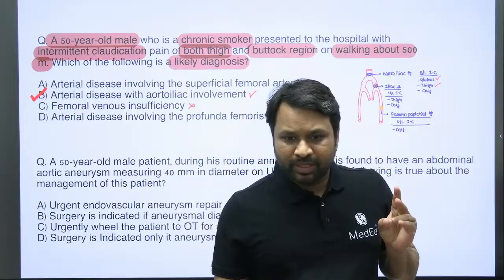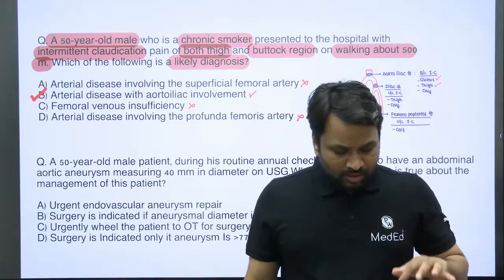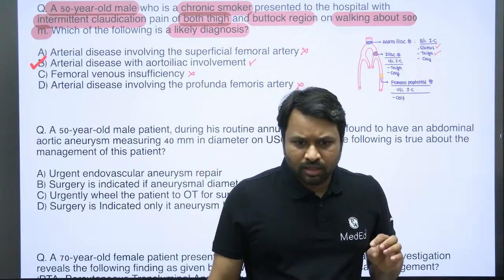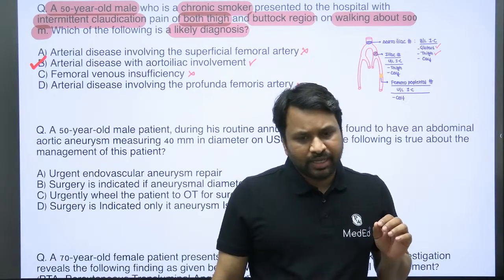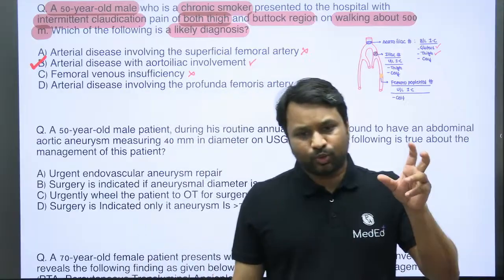PAD, what should be considered? There won't be ABPI index. Okay. Right. So it is always to the stump site to the brachial artery.